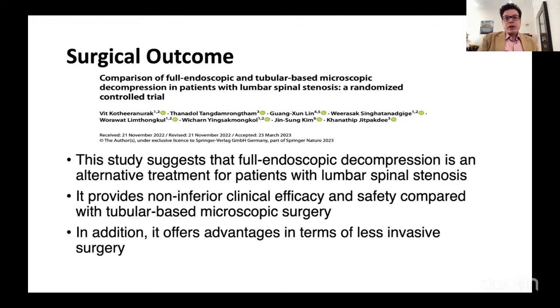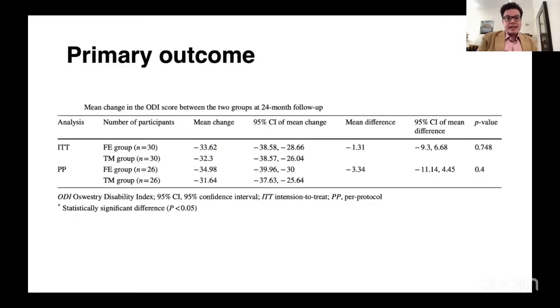In a landmark study done by Vet et al. and Prof. Luke, this randomized controlled trial compared full endoscopic decompression versus tubular decompression. The study suggests that full endoscopic decompression is an alternative for lumbar spine stenosis decompression. It provides non-inferior clinical efficacy and safety compared to tubular microscopic surgery, in addition to its minimal invasiveness. As we see from this study, in the ODI results, if we look at the p-value comparing these two techniques, it is not significant in the long term at the 24-month follow-up. This indicates that tubular and endoscopic spine surgery have a similar outcome in the long term.